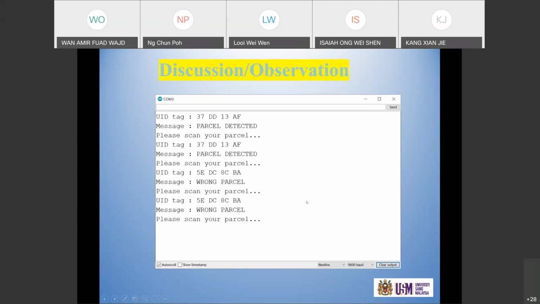This is called the serial monitor window. If the correct UID tag, the one registered, is detected, the output message will be parcel detected. If it's a different UID tag like this one, it will output wrong parcel, and the yellow light will continue to light up.